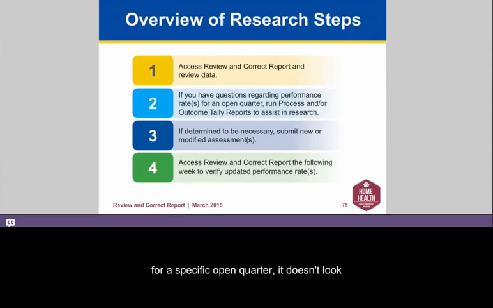Step two, you review that data and now you have some questions. The performance data for a specific open quarter doesn't look right. So you're going to now run process and/or outcome tally reports to help you research or investigate the data that makes the basis for that report. If you identify information that you believe is either missing or incorrect, you can now submit new or modified assessments because the data correction period is open.